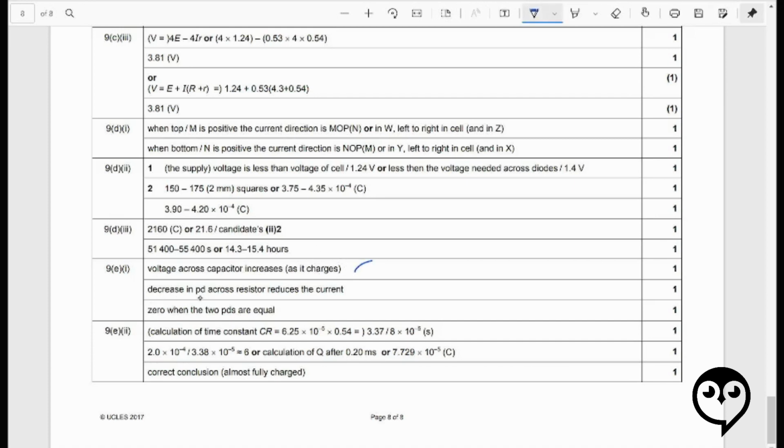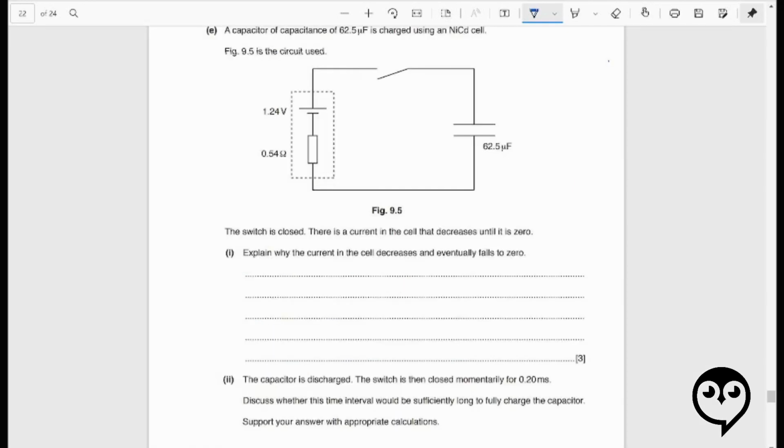The decrease in potential across the resistor reduces the current. And it's 0 when the 2 potential differences are equal. Well, okay. So they're going for a little more technical there, aren't they? So yeah, it went to a little bit more detail here.